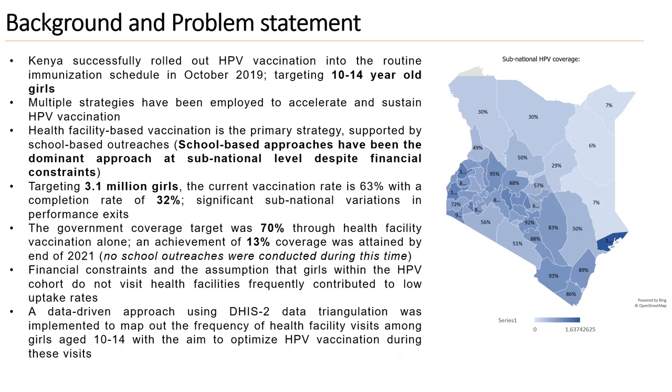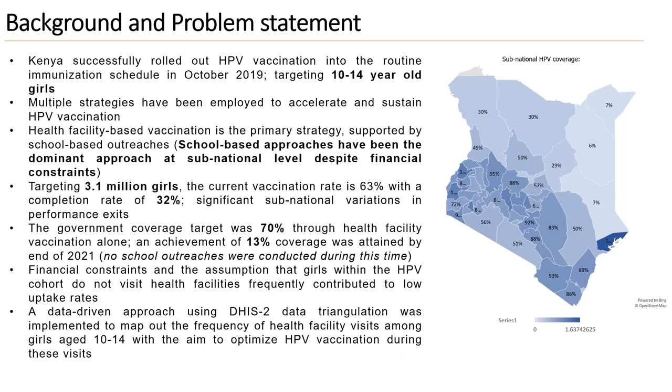Our target population for HPV vaccination here in Kenya is approximately 3.1 million girls. As at the end of 2022, our current vaccination rate was at 63%, with a completion rate of 32%. There has been significant subnational variation in these performances. During the introduction, the government had targeted to achieve at least 70% vaccination through facility-based vaccination alone, but this only achieved 13% coverage. Part of this high coverage was through school outreaches, and only 13% vaccination was attained during activities that did not include school outreaches.